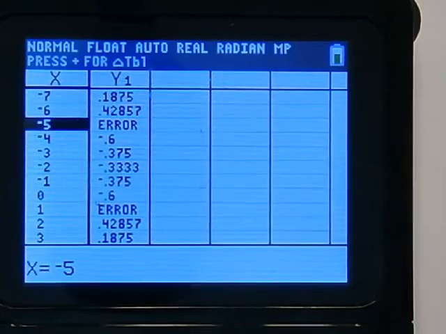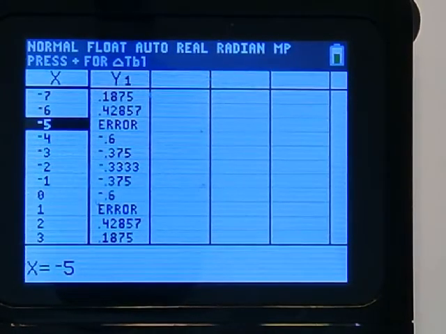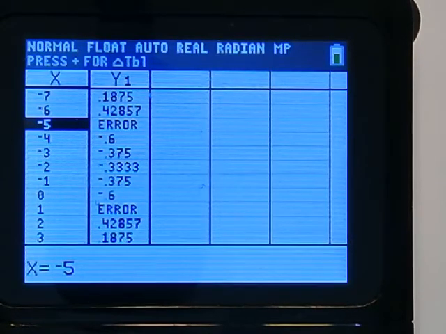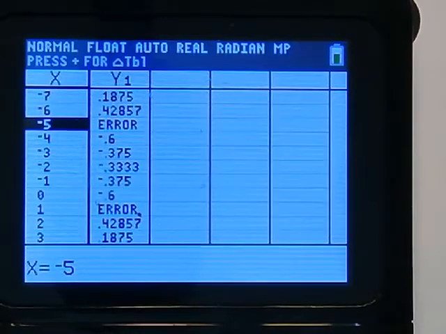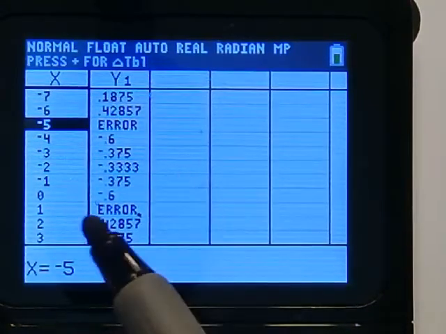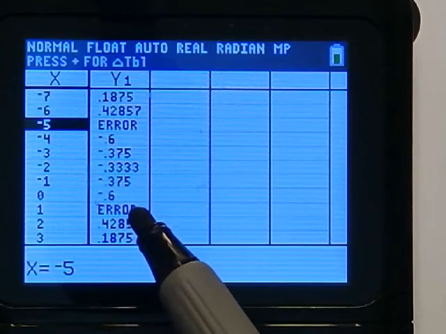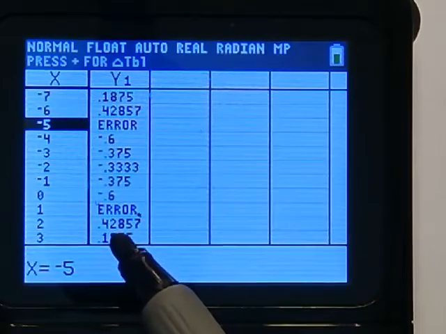So I want to check out -6 and -7. Negative 5 happens to be my vertical asymptote. Negative 4, I'm going to check out negative 3. And then I'm going to make an extension on my table and check out a couple numbers on the other side of 1. How about negative 1 and 0, and also 2 and 3.